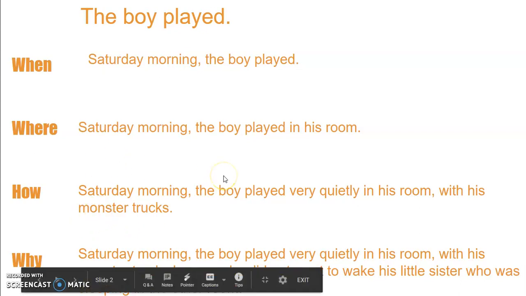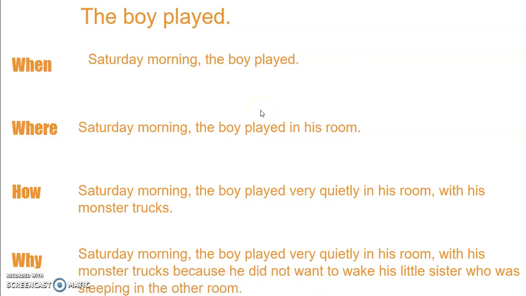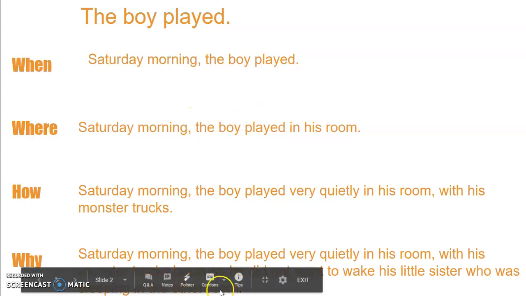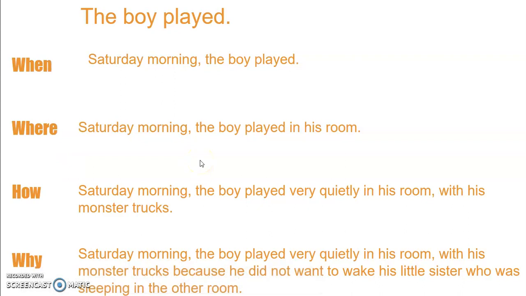Guys, do you understand how we built this sentence? It is a simple process, okay? You just have to answer these 4 questions. Keep in mind that whenever you write a sentence, your sentence should answer these questions. We arrived at this beautiful sentence with so many details just by answering these questions. I don't think this is a very difficult job.